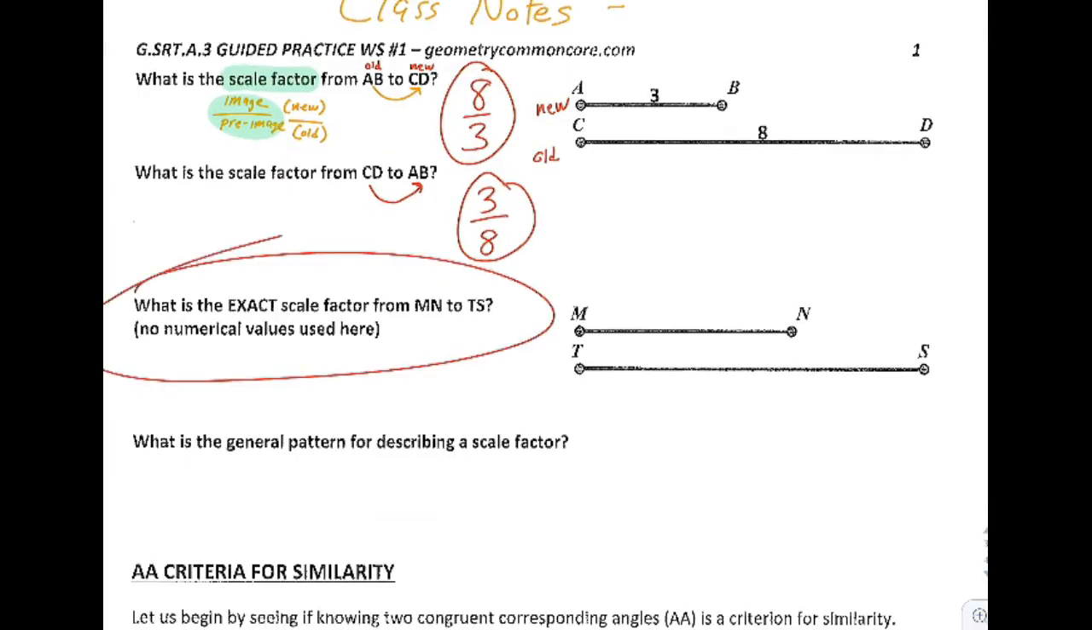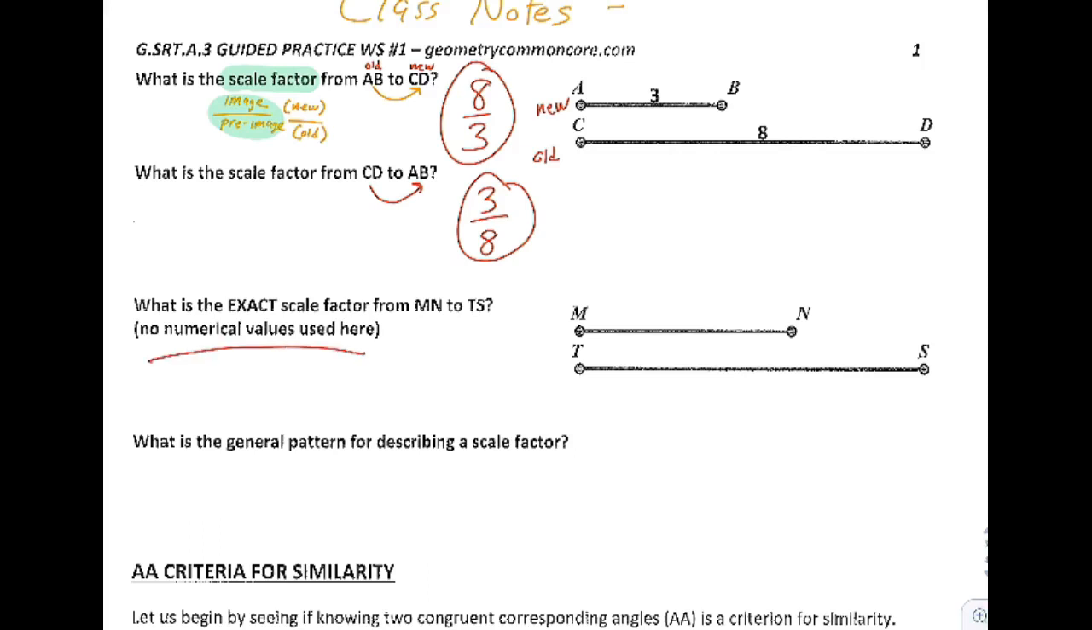Now in this next problem here, it doesn't give you any numbers. That's why it says exact scale value, because it wants you to use notation instead of numbers. No numerical values are used here. So from MN to TS. So that's my old pre-image. This is my new image. My new one is TS. My old one is MN. There's my scale factor. TS over MN. I just didn't have any numbers, so I used their full names. What is the general pattern for describing a scale factor? We have that right here.